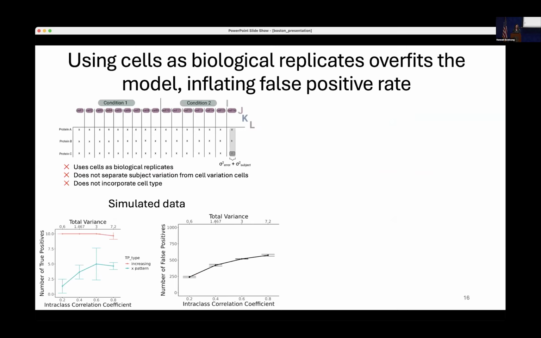We can clearly see this in the simulated data. On the right-hand side, I'm showing the true positives, with this pink line showing the proteins that are increasing in both cell types, and this blue line showing the X pattern proteins. If you just look at this, you might think this is a great model because I'm detecting a lot of my true positive proteins. But if you look over on the other side, this is our false positive detection rate. You can see that out of the 980 true negatives that we have, 250 of them are falsely being detected as changing.